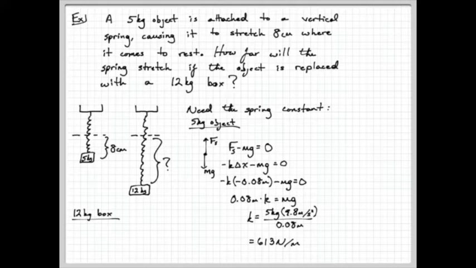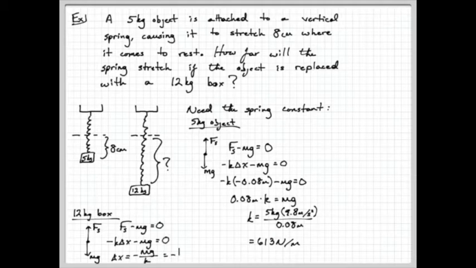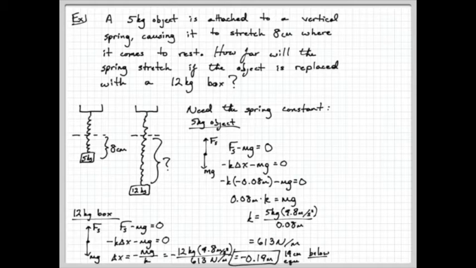Even though we put more mass on the spring, we haven't changed the spring, so it still has the same stiffness. So same free body diagram, spring force up, gravity down. Spring force is minus kx, gravity is mg. Now we're solving it for delta x, so that's 12 kilograms times 9.8 divided by our spring constant, which we just found is 613. And when we crunch that out, we get negative 0.19 meters, which means that it displaced 19 centimeters below equilibrium.